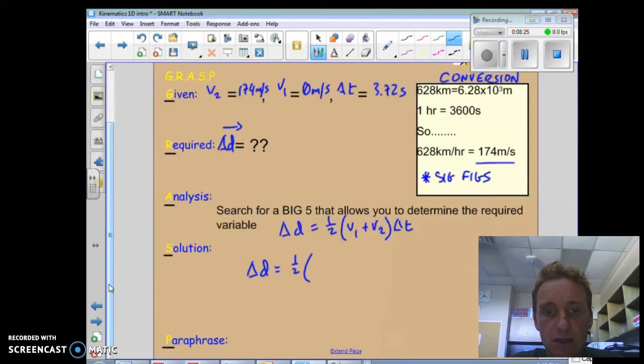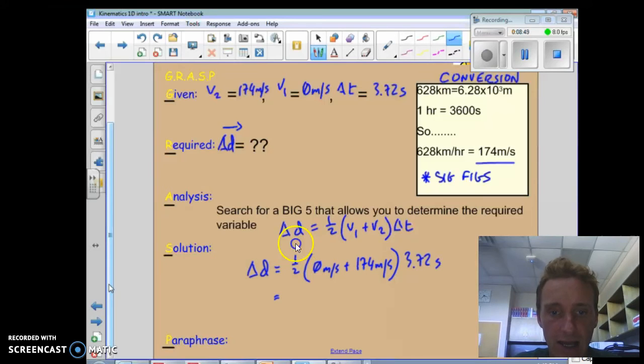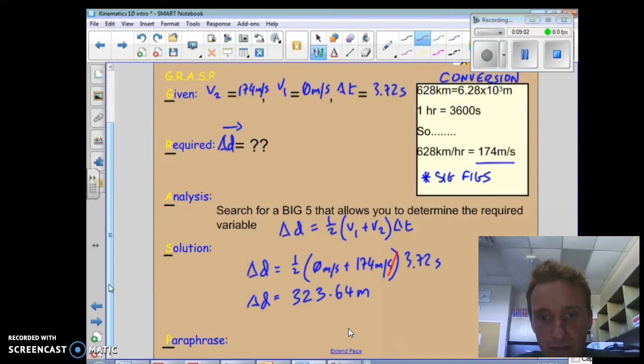So we put in the values. V1 was 0 meters per second. V2 was 174 as we converted earlier. And Vivian Velo takes 3.72 seconds to reach this colossal velocity, or speed in this case, because there's no direction. So how far did Vivian Velo go? Well, you would have to work that out, not forgetting that there's a half in front of everything. And by my calculations, although I stand corrected, it's 323 meters. So this is a displacement value, how far they've traveled, 323.64 meters.